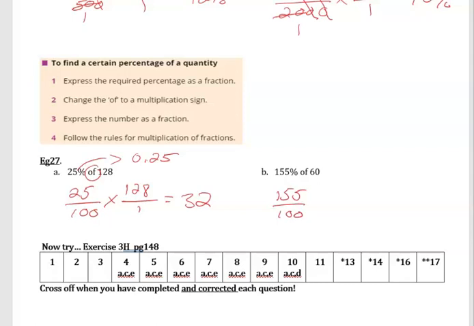This one is 155 out of 100. So that tells me that I'm going to get more, because I have 1.5 and a little bit more. So I should have a number that's bigger than 60. So if I take, again, 1.55, which is the decimal version, I could do the canceling, but I won't. I'll get 93. And sure enough, 93% is 60% plus another half and a bit again.